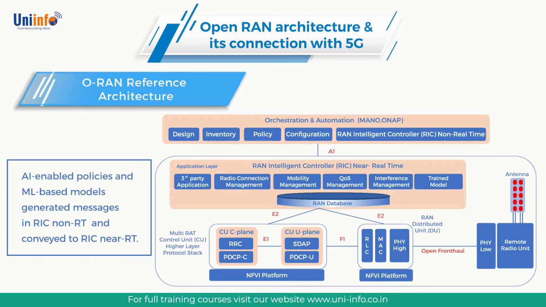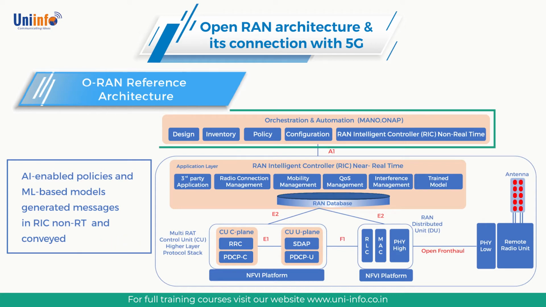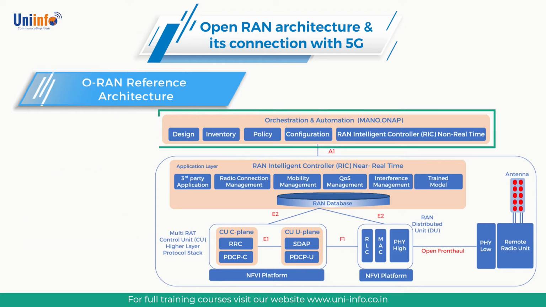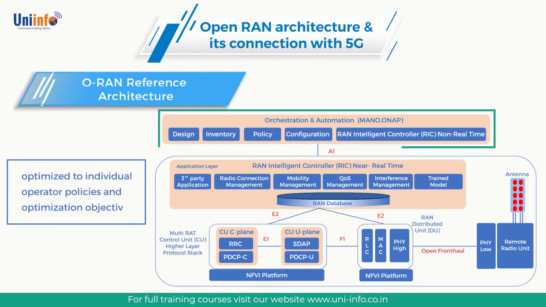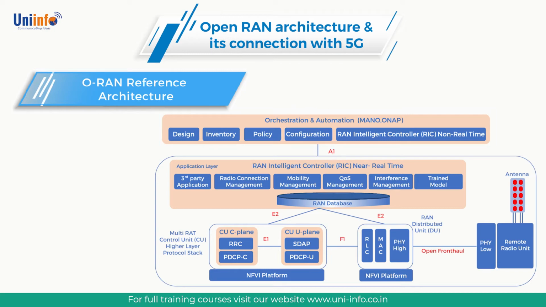Third, AI-enabled policies and ML-based models are generated in RIC non-RT and conveyed to RIC near-RT. Fourth, the core algorithm of non-RT RIC is owned and deployed by network operators. Fifth, these algorithms provide the capability to modify the RAN behaviors based on deployments of different models optimized to individual operator policies and optimization objectives.